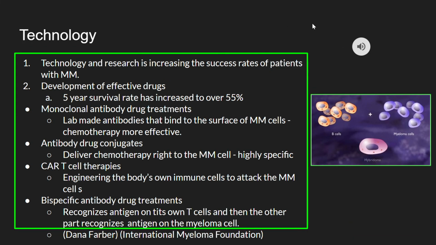Usually when you think of technology, you think of machinery and equipment, but it really can be just the application of scientific knowledge for practical purposes. So going back to that research that we found, using that research and applying it to find effective treatment plans. So the technology in multiple myeloma has increased significantly in the past decade, and the 5-year survival rate has increased to over 55%. So over half of the people diagnosed with multiple myeloma are living for 5 years after their diagnosis.